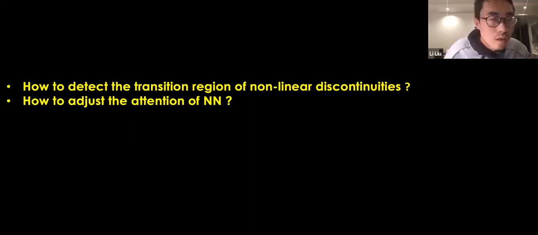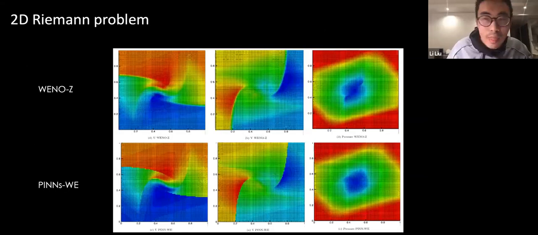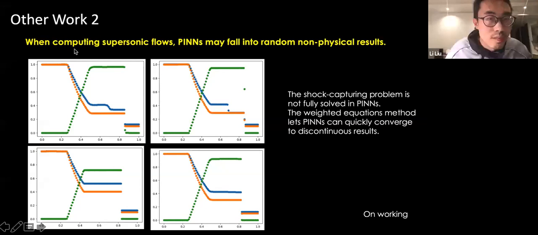When we compute supersonic flows such as the shock tube problem, PINNs may fall into random non-physical results. This is in some cases. So we use weighted equations, which let us quickly converge to a discontinuous result, but it may not be a physical result.